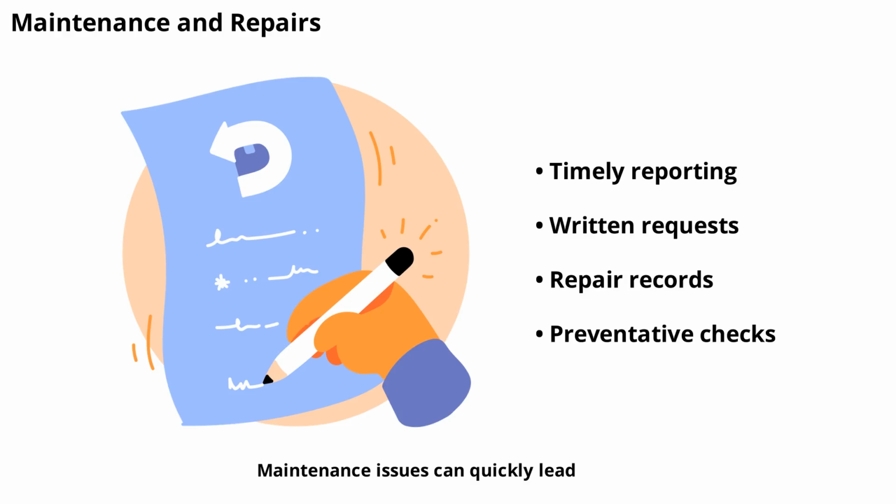Maintenance issues can quickly lead to disputes if not addressed promptly. Tenants should report problems in writing, and landlords should respond in a timely manner. Keeping records of requests and repairs protects both parties and ensures the property remains safe and habitable. Regular maintenance checks can also prevent larger issues from developing.